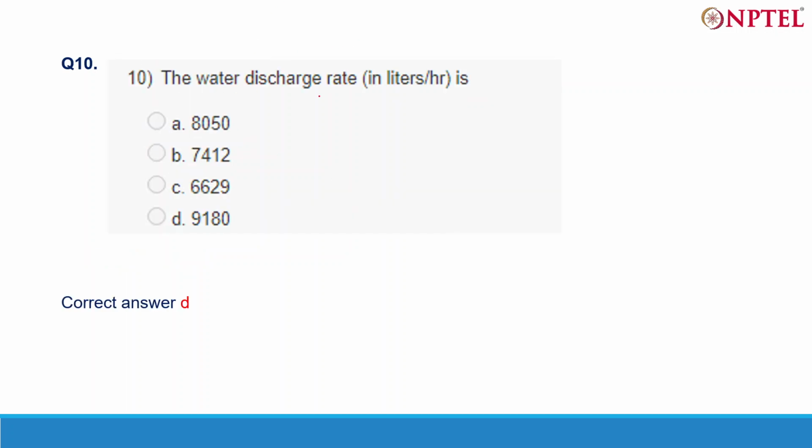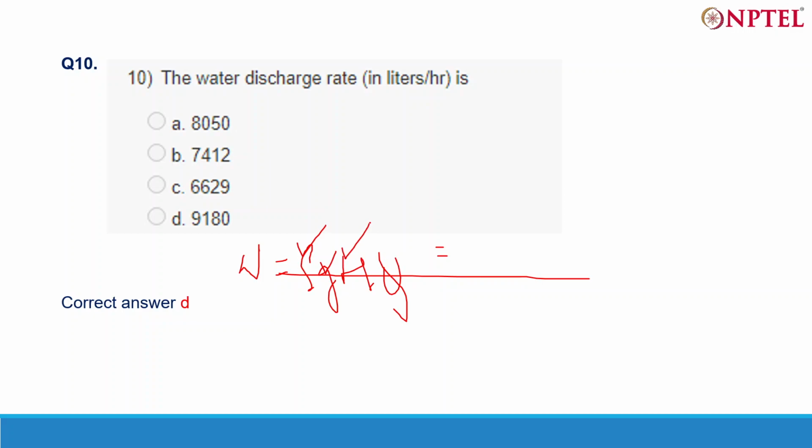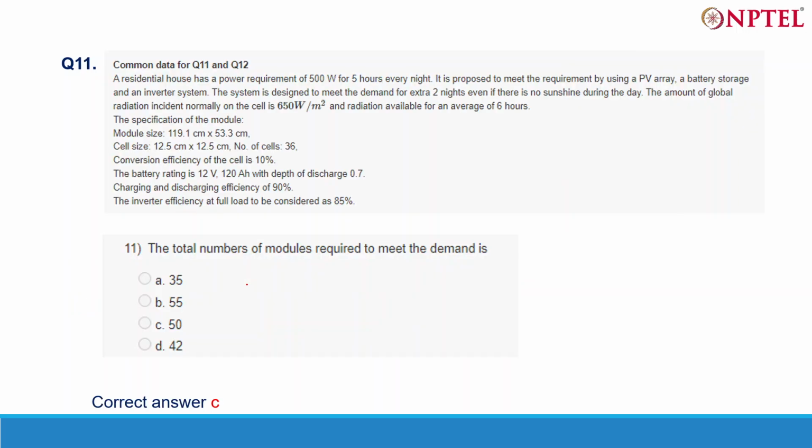Third is the water discharge rate. So you write an equation, which was in the slides also. There was an equation, just balance the energy. So the power produced equals rho G H Q. You know rho, you know G, you know H. You just need to calculate the Q here. So that comes out to be around 9.9180. So this was also the question.